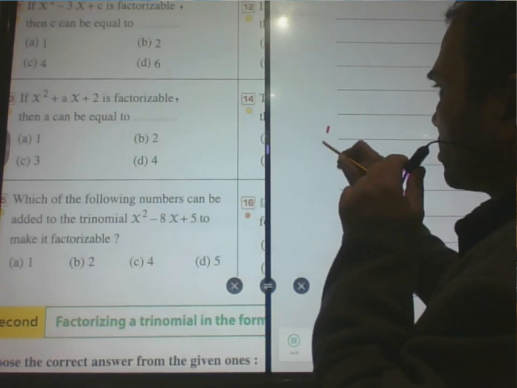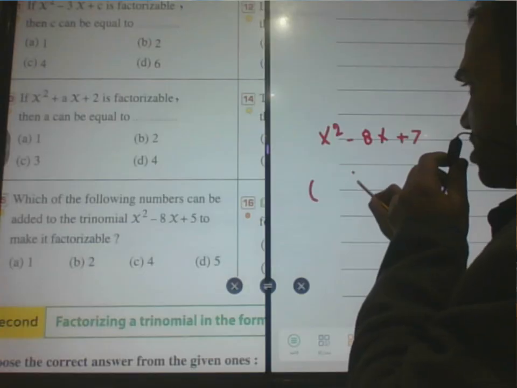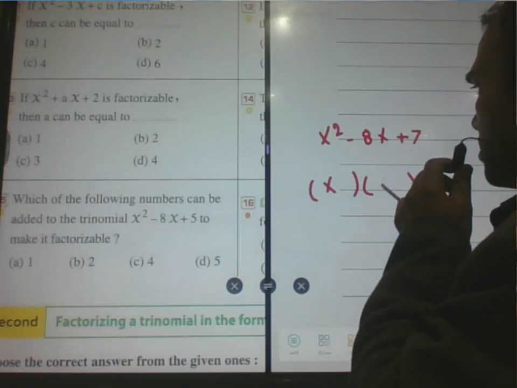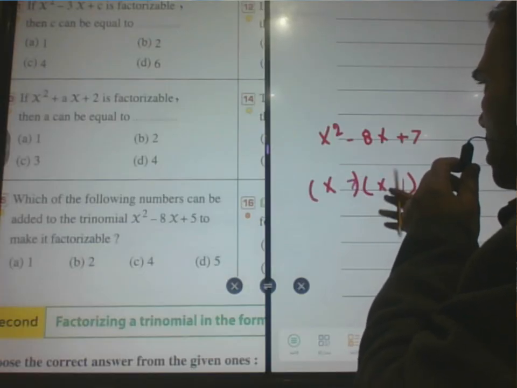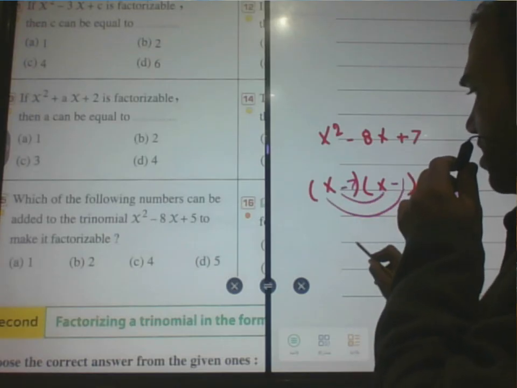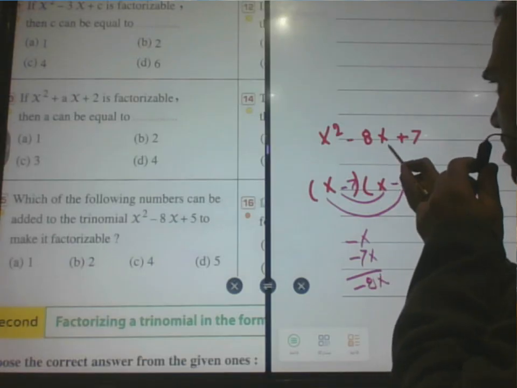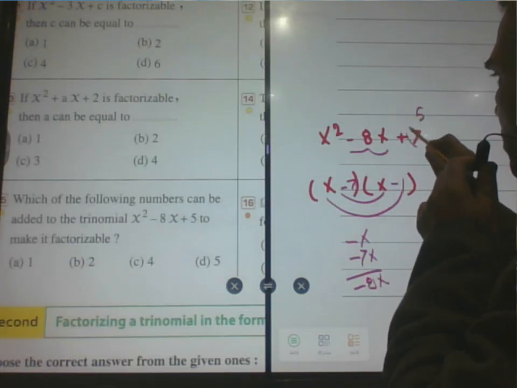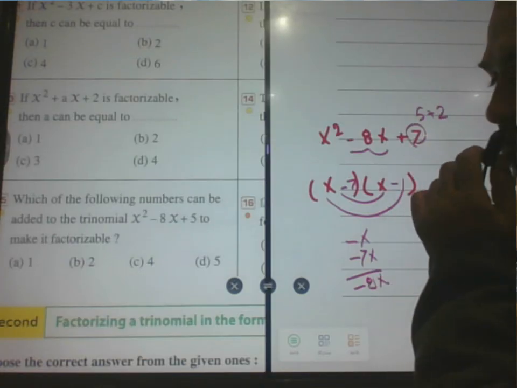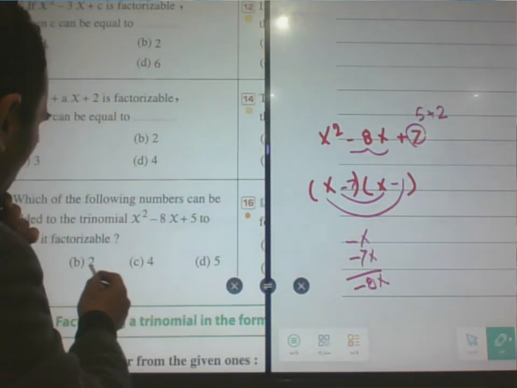If we add 2 here, we get x power 2 subtract 8x plus 7, and we can factorize the expression. x times x, and 1 times 7, and the sign is negative times negative, the product of them is positive. Negative x and negative 7x, collecting, the result is negative 8x in the middle. Then 5 here, we must add 2 to 5 to factorize the expression. Then the answer here will be letter B.